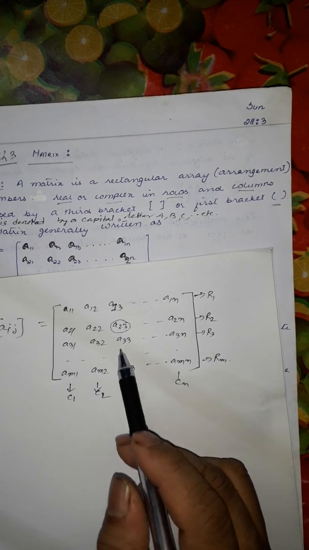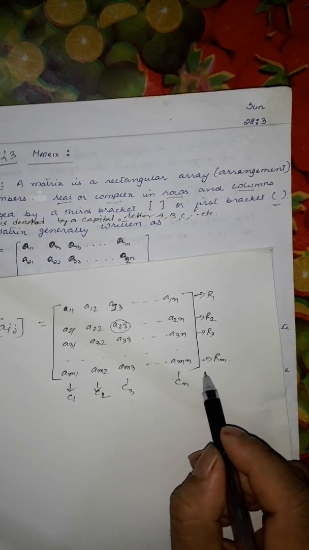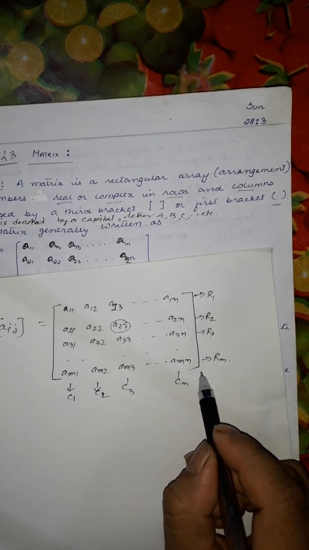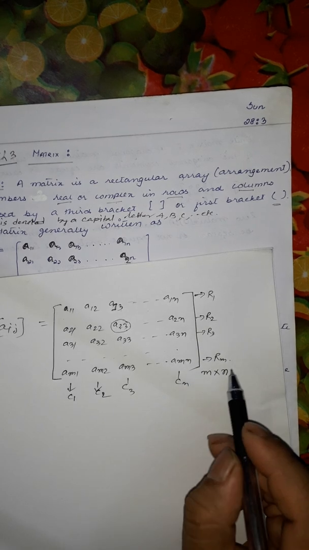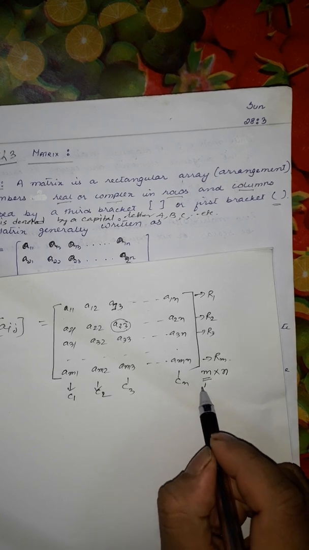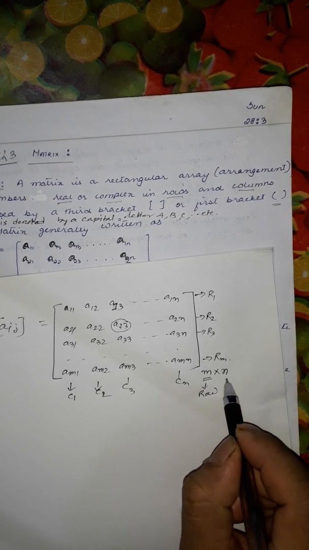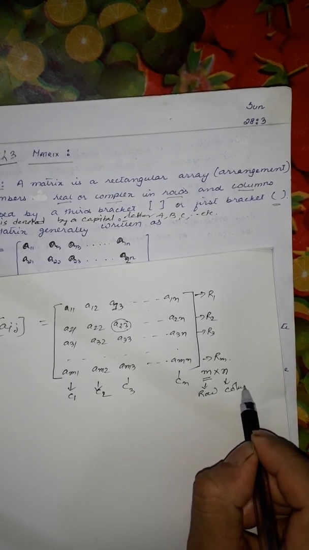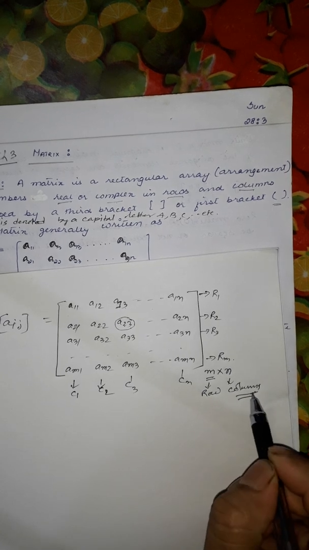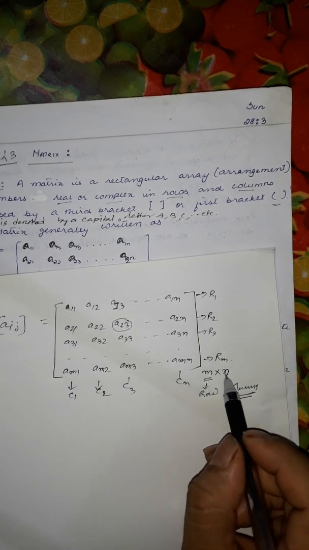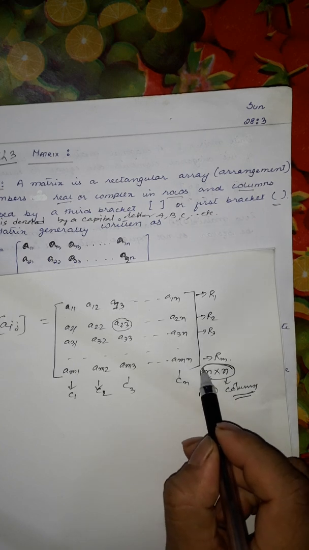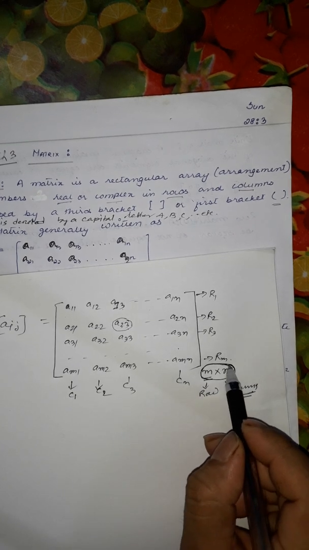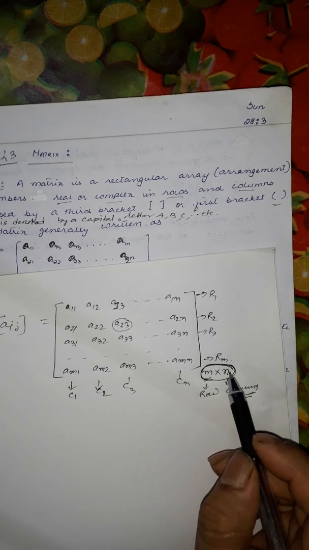So in this matrix we have a total of m into n elements, because we have m rows and n columns. The total number of elements will be m into n, and this is actually called the order of the matrix. M into n is the order of the matrix.